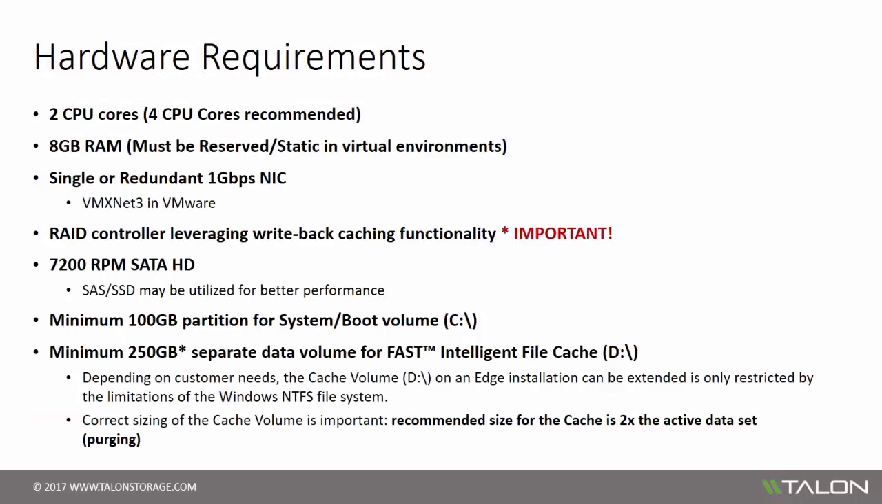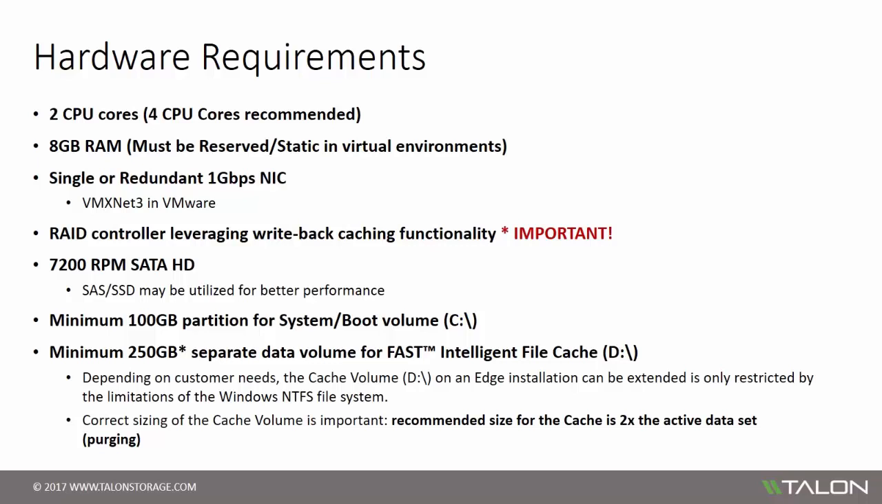Each FAST instance, whether they're in the core or edge role, must meet the minimum requirements. Minimum requirements must also be met whether the Windows Server is a physical or virtual deployment. The minimum requirements are 2 CPU cores at 2 GHz or higher, 8 GB of RAM, which must be set as reserved or static in virtual environments, a single or redundant 1 gigabit per second NIC, which must be configured as a VMXNET3 adapter in VMware environments.